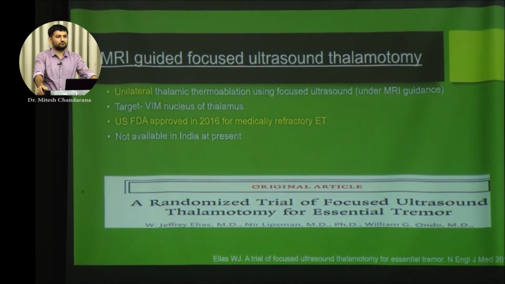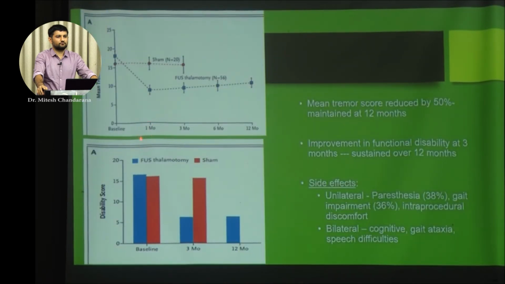MRI guided ultrasound focused thalamotomy. This was approved by US FDA in 2016 for medically refractory ET patients. It is unilateral thalamic thermoablation using focused ultrasound under MRI guidance and stereotactic frame guidance into VIM nucleus of thalamus. We can see from 1 month after this thalamotomy, the tremor score improved by 50%, while in the control group there was not much improvement. And here we can see the disability score at baseline, and at 3 months there was much reduction, and it was sustained up to 12 months.